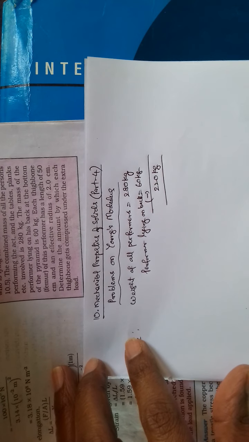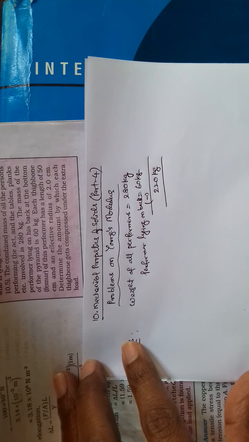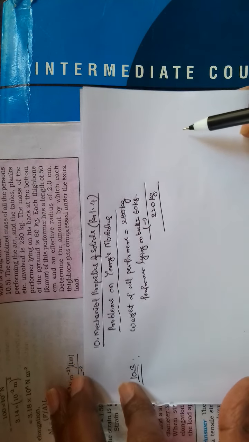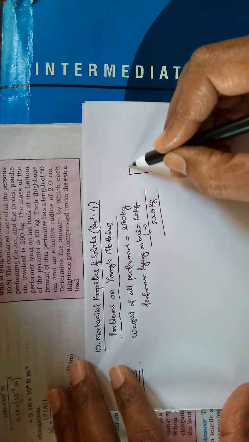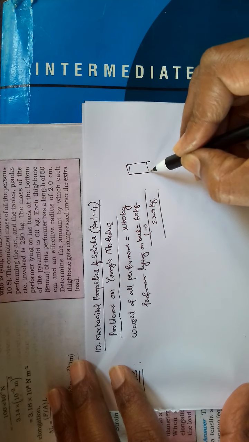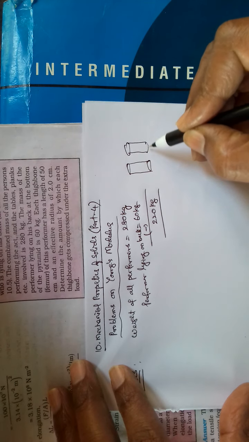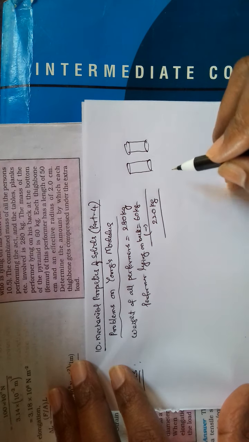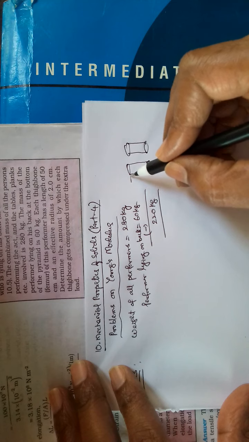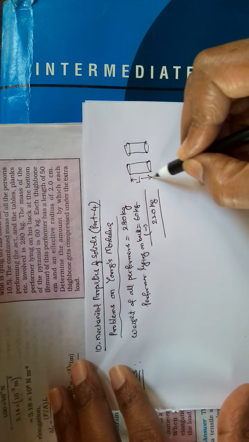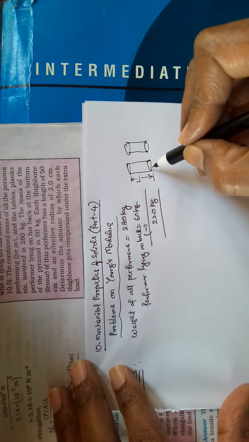Now each thigh bone of this performer has a length. See, he is carrying the load on his two thigh bones. He has two legs and two thighs. So each thigh bone of this performer has a length, and the effective radius of the thigh bone is given.